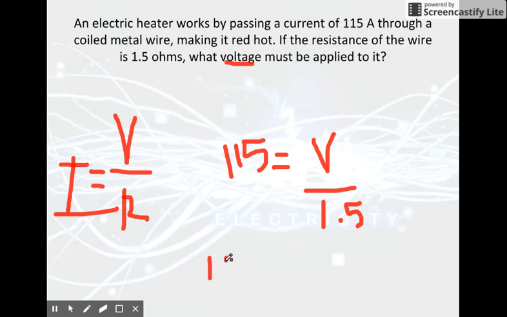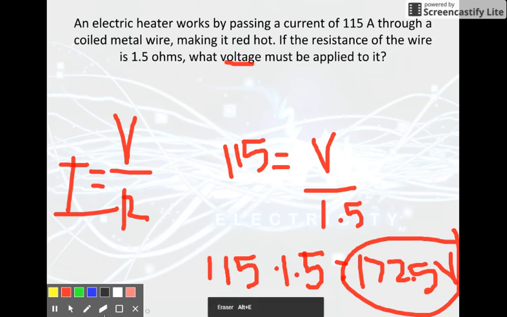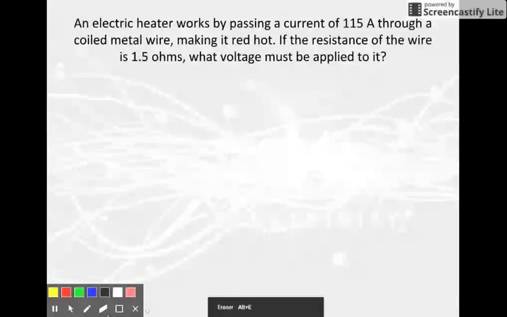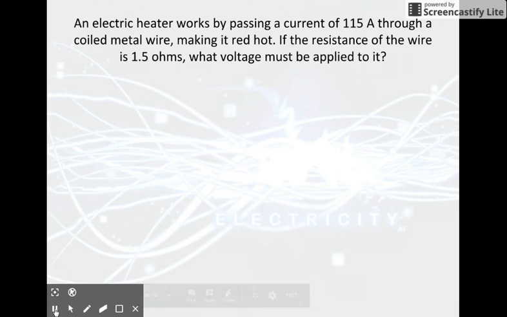To get V by itself, I would multiply both sides by 1.5. So 1.5 times 115, and I get 172.5 volts for my answer. Now you're going to practice this a little bit more on your worksheet using this equation.